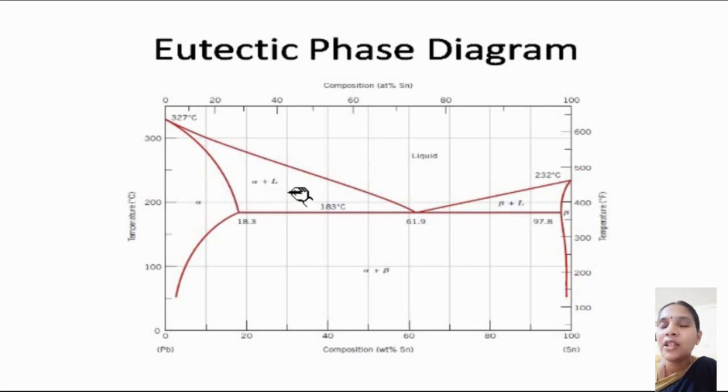The various regions are alpha, liquid, beta, the single phase regions, and as I told earlier, by the 1-to-1 rule, we have alpha plus liquid region in between alpha and liquid, beta plus liquid region in between beta and liquid, and alpha plus beta region between alpha and beta. So there are 3 single phase regions and 3 two phase regions. What about the boundaries separating the different regions?